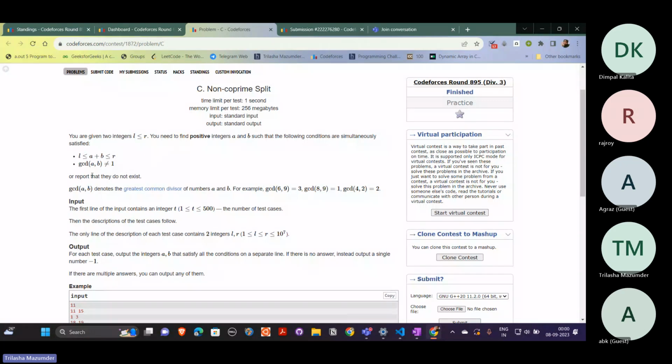And also the GCD of A and B should not be equal to 1. This condition means that A and B cannot be co-prime. That means their GCD must be something greater than 1. They must have a highest common factor other than 1. And if there is no answer, then you need to write that there doesn't exist any answer. That means you have to return -1.